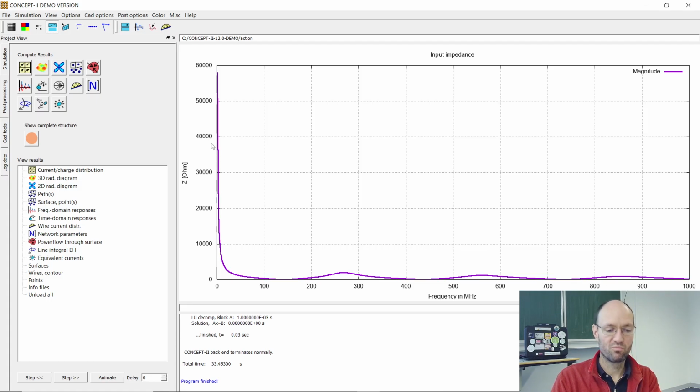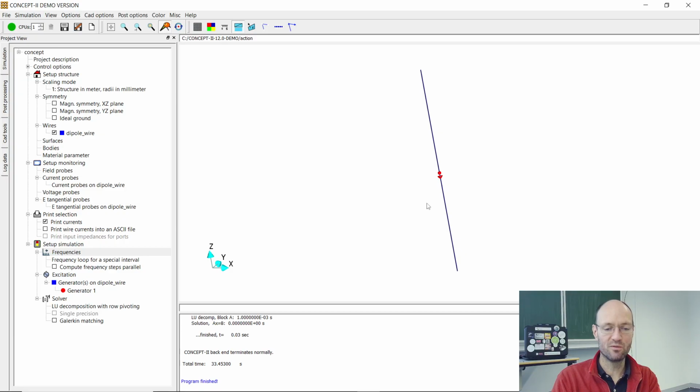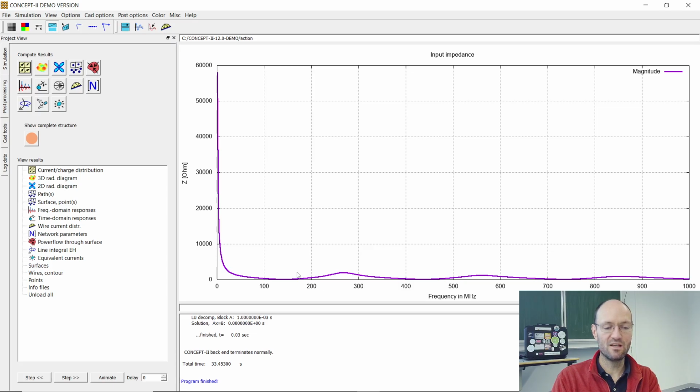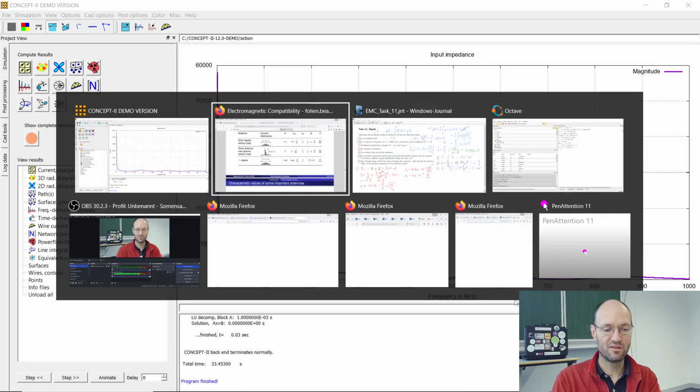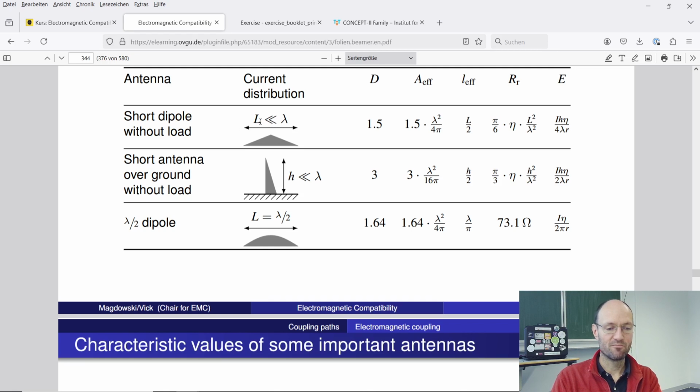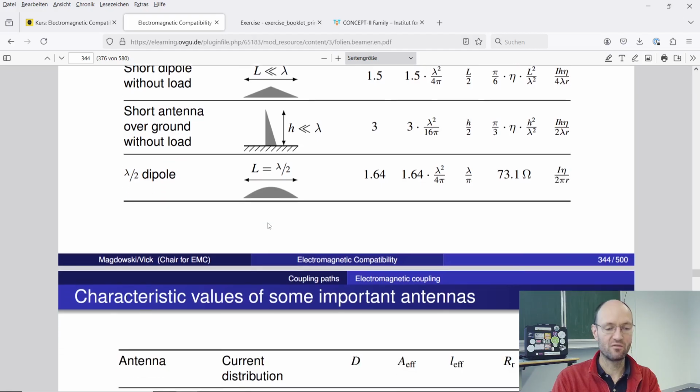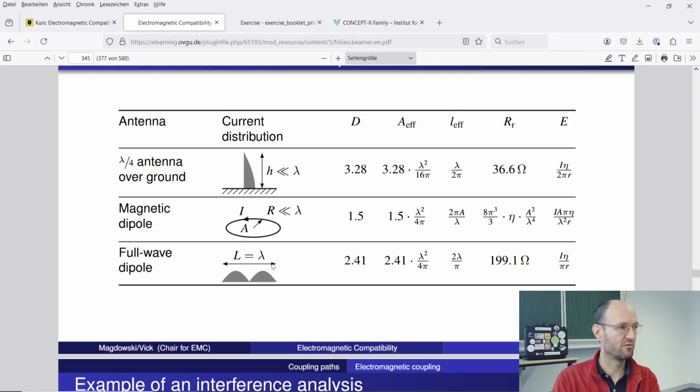And it would be probably nicer if we were able to scale the amplitude axis in a logarithmic way. Okay, but this is just a short simulation example of how the input impedance of this dipole antenna, of the single wire, changes over frequency. And of course you also see here the frequency points where the antenna is short in comparison with the wavelength, when the antenna is half of the wavelength, and when the antenna is a full wavelength long.